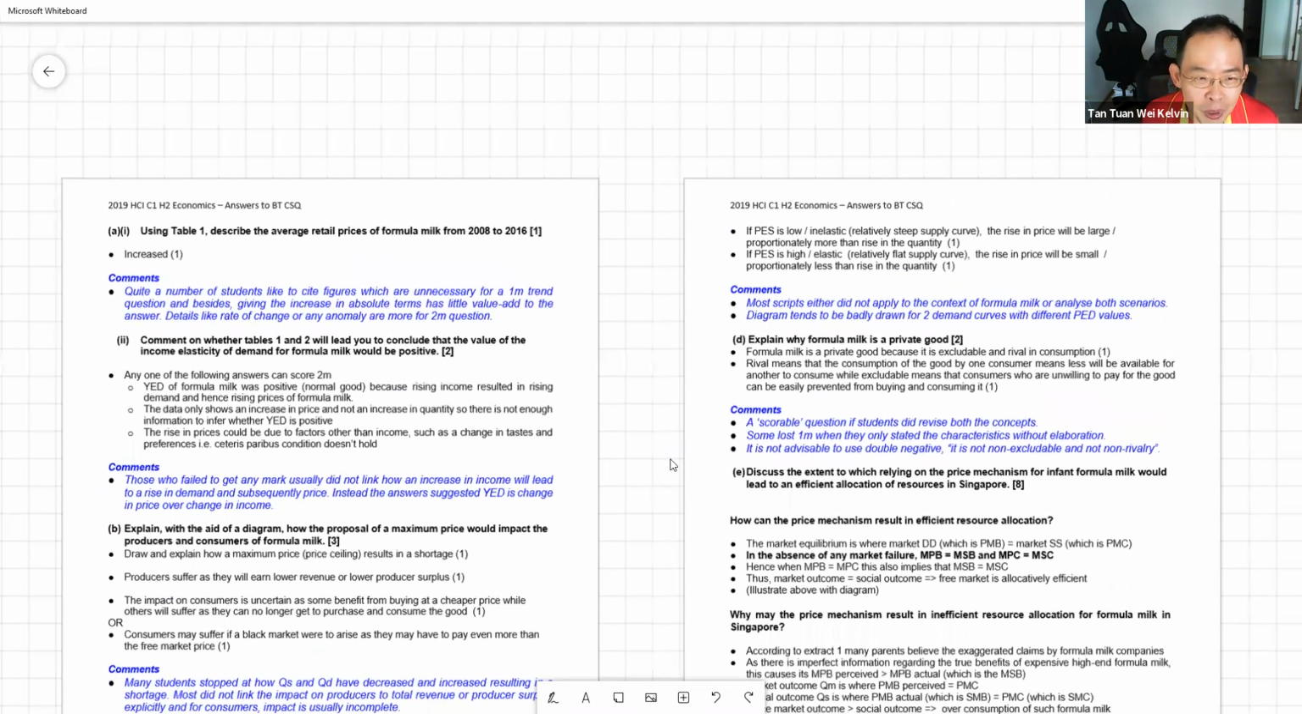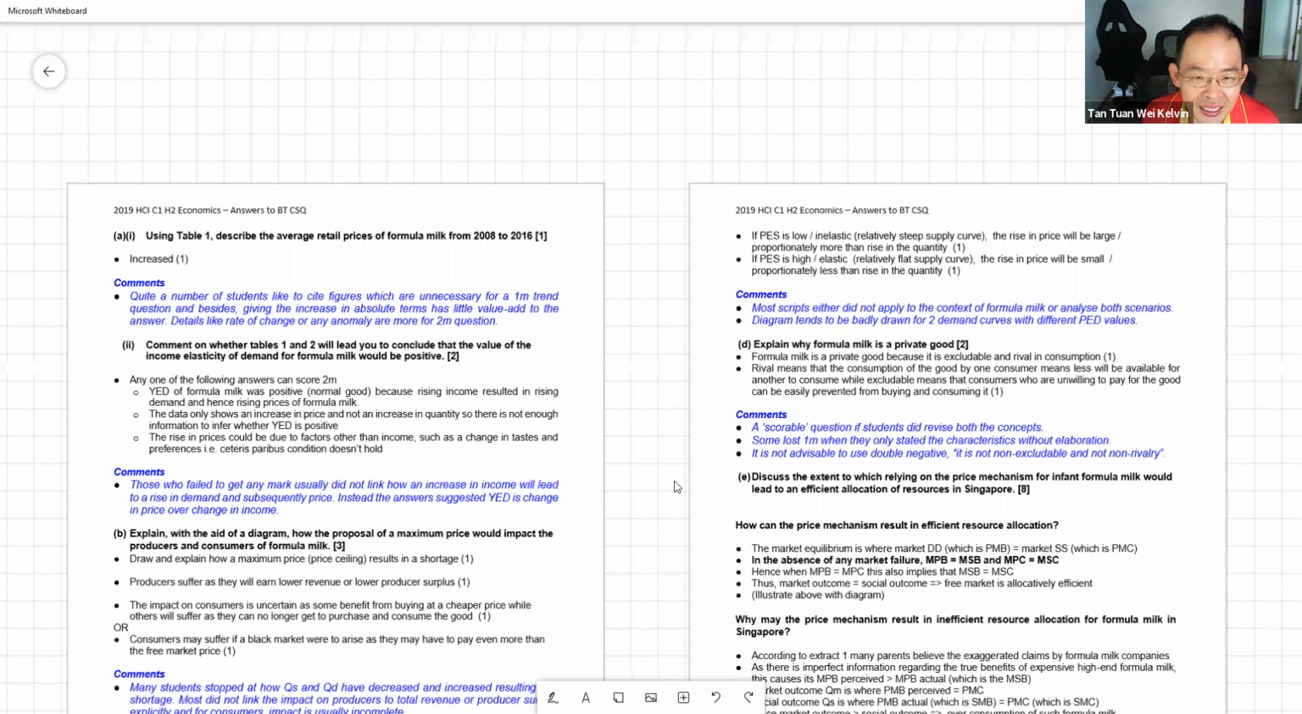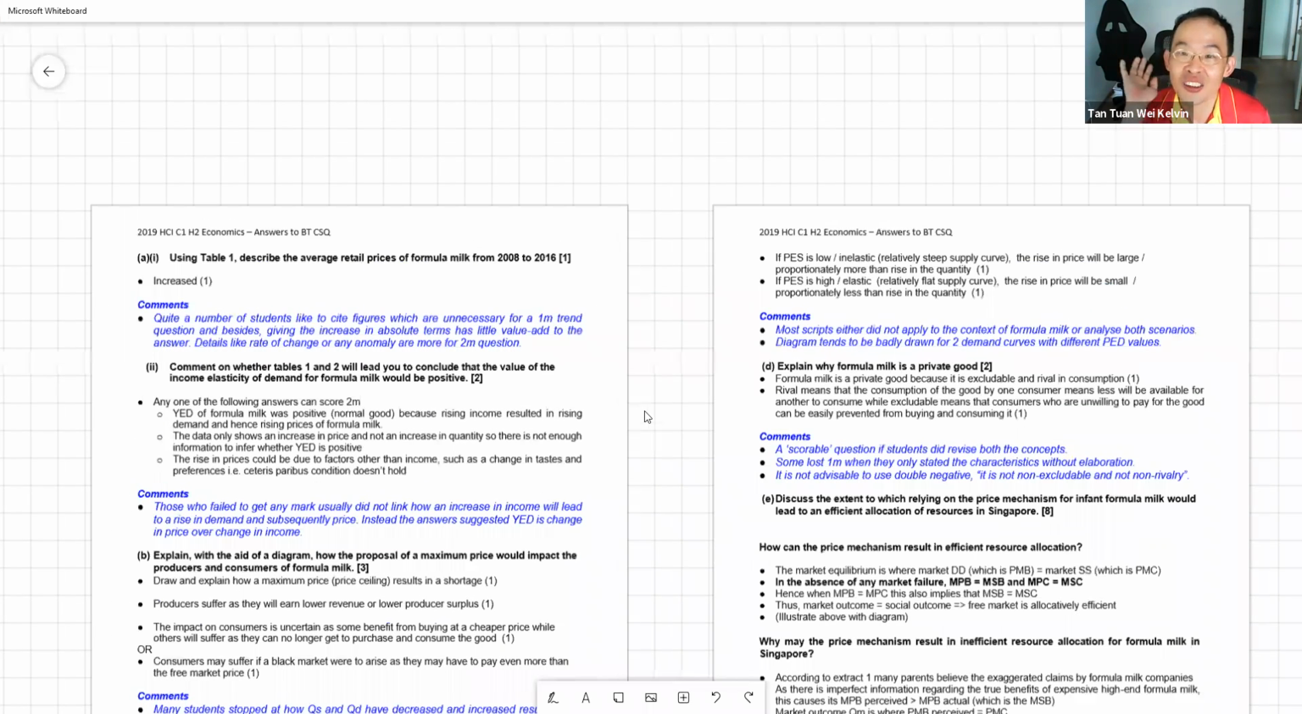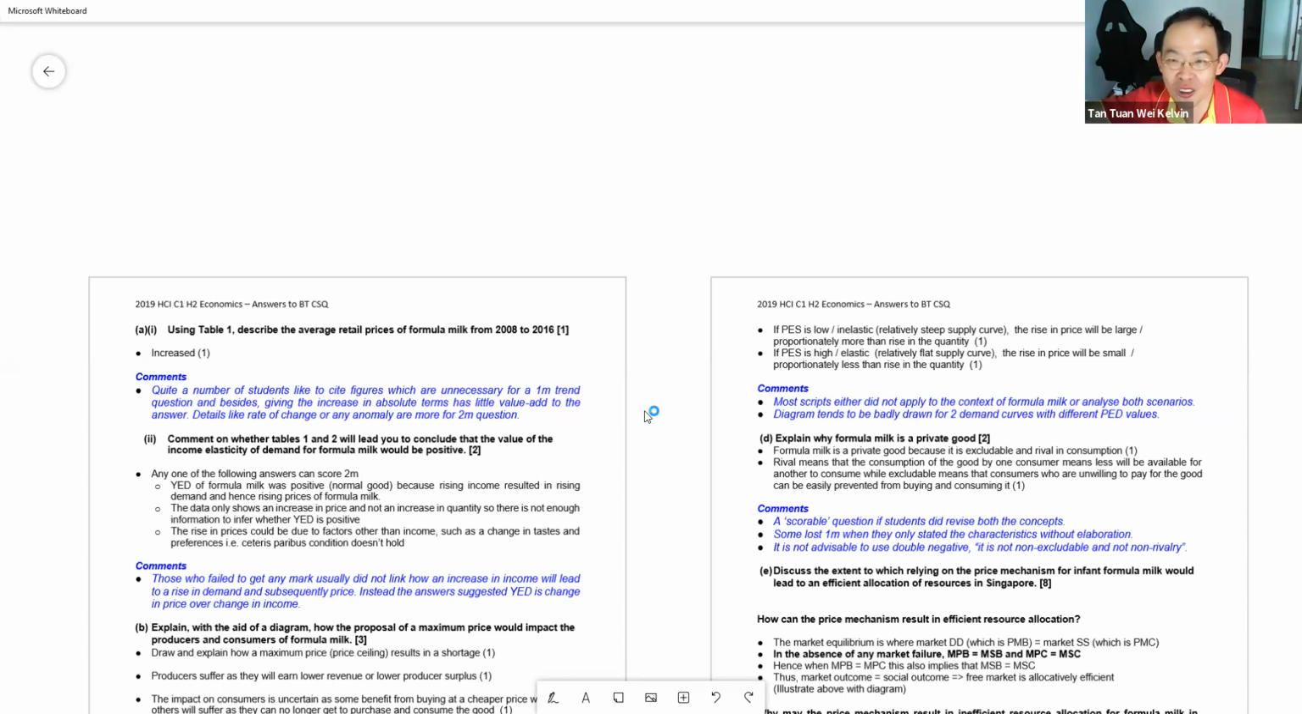So for example, for part A 1, for one mark, don't write too much. Just say it increased or it generally increased. That's all. You can get 1 mark just by saying that it increased. Don't write too much for a 1 mark question.